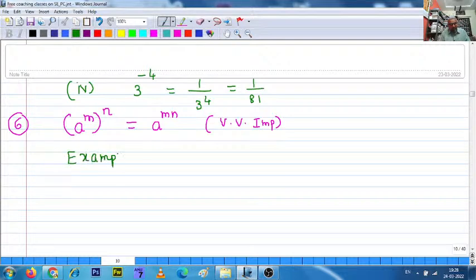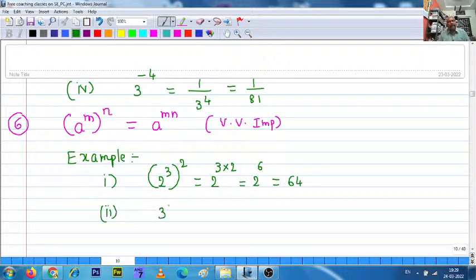First example: 2 cube, whole to the power of 2. That is equal to 2 to the power of 3 into 2, so you get 2 to the power of 6. You can simplify if you wish, that is 64. Next, for example, 3 to the power of 2, whole to the power of 3, is equal to 3 to the power of 2 into 3, that is 3 to the power of 6. You can find out the value if you wish.